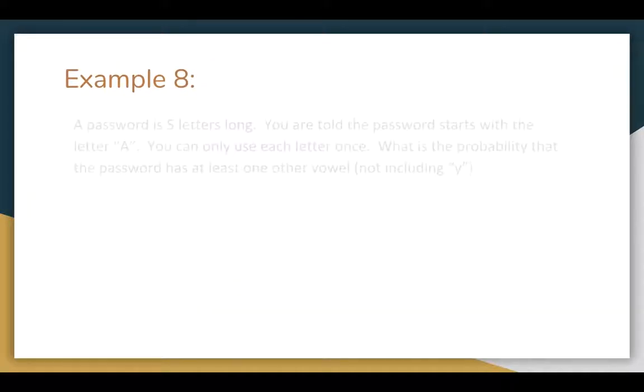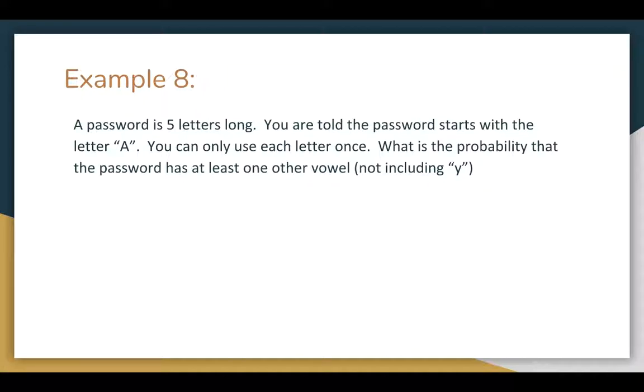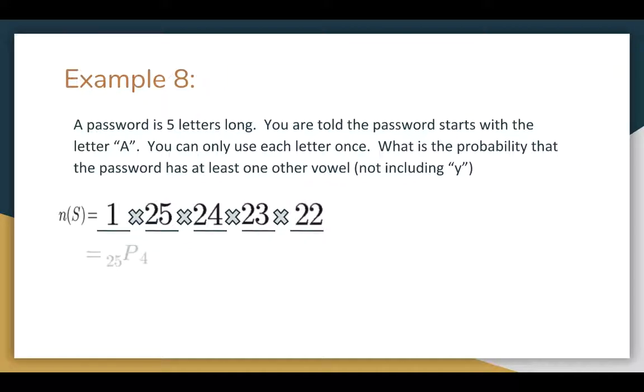And our last example, a password is 5 letters long. You know that it starts with A. You can only use each letter once. What is the probability that the password has at least one other vowel? So N of S would be your 5 slots. It starts with A, so it's really only 4 slots, but we'll just put it down for now. Because we can only have 25 letters next, 24, 23, 22. So that's 25P4.